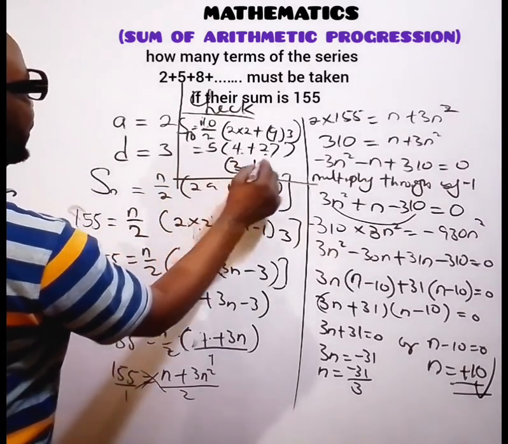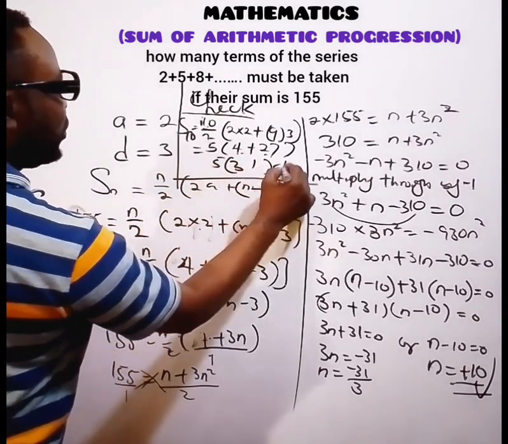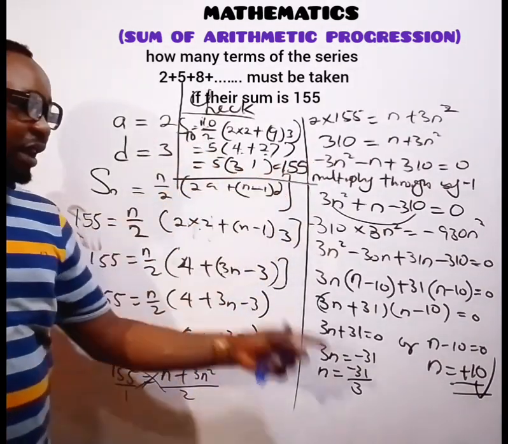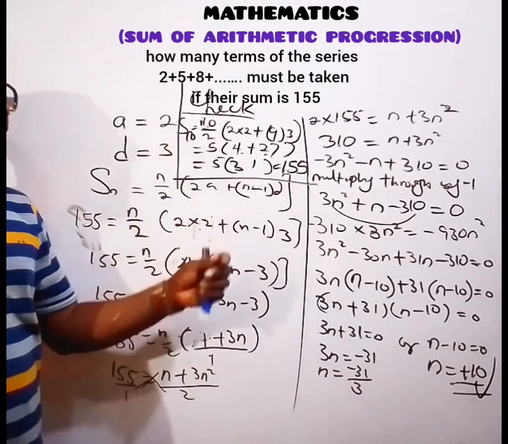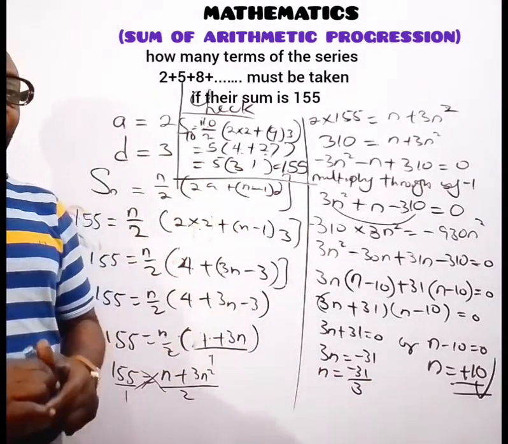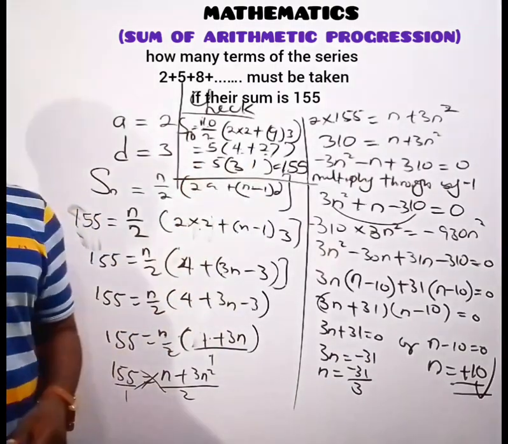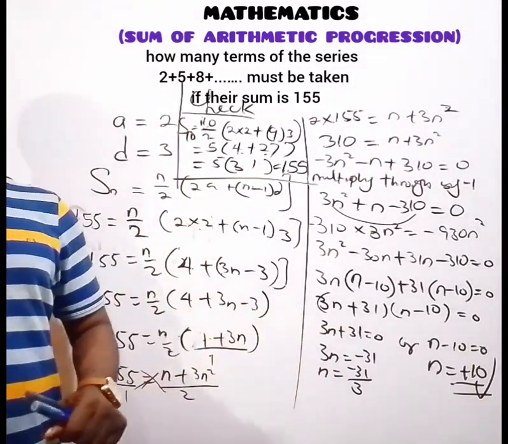31 times 5 will be equal to 155. So checking has been able to give us the value that yes, this is the right value for the answer. The number of terms that will make up this sum to be equal to 155 is the 10 terms.